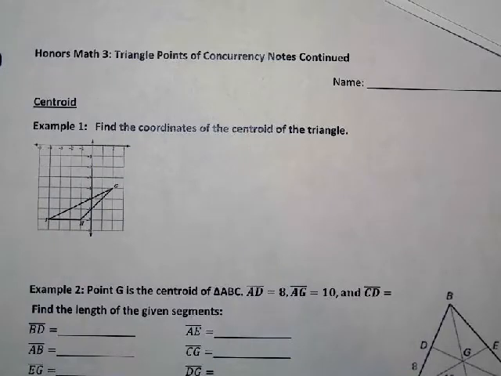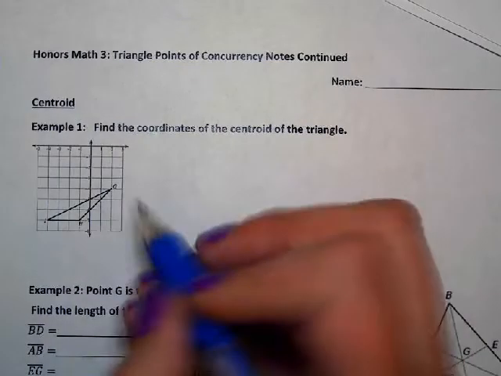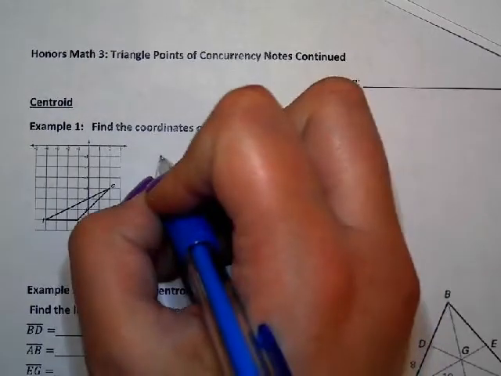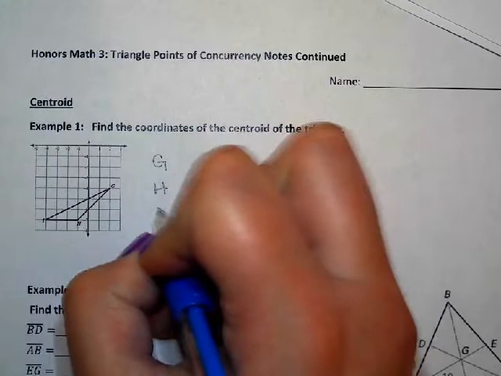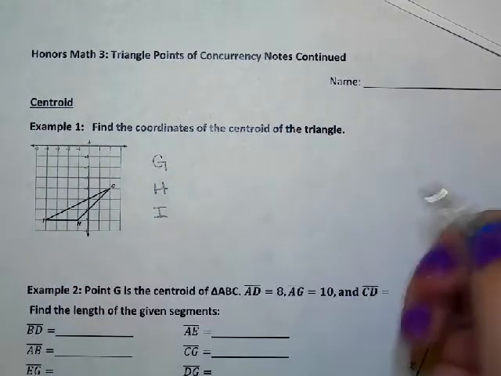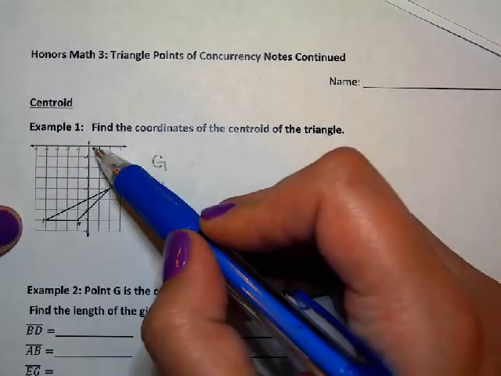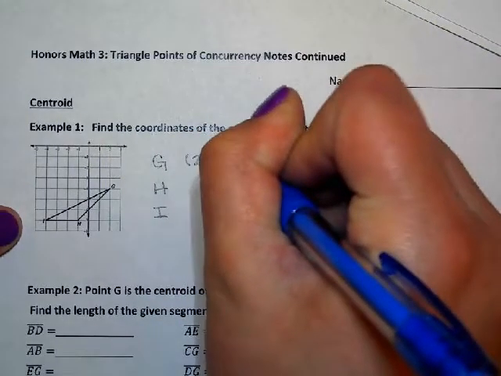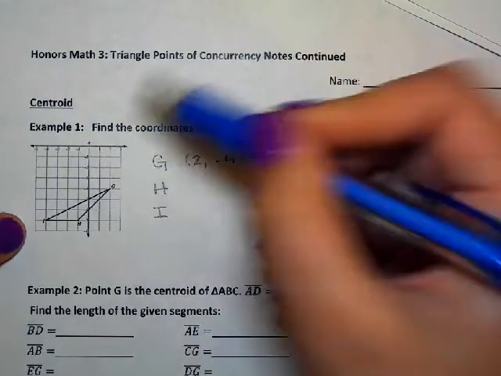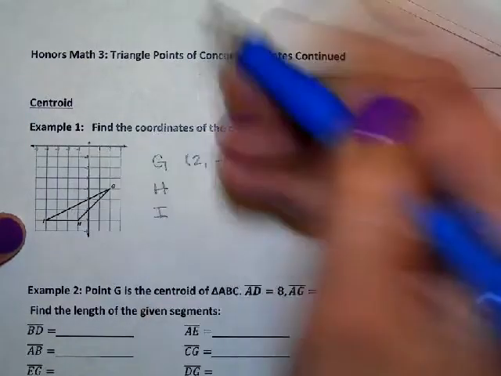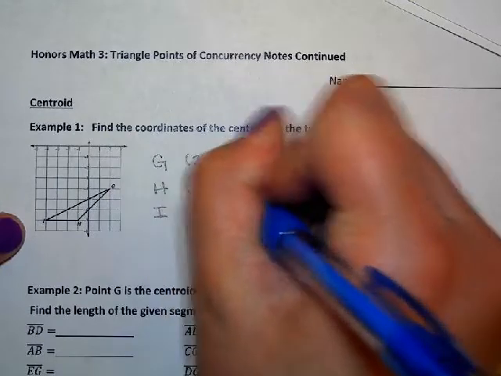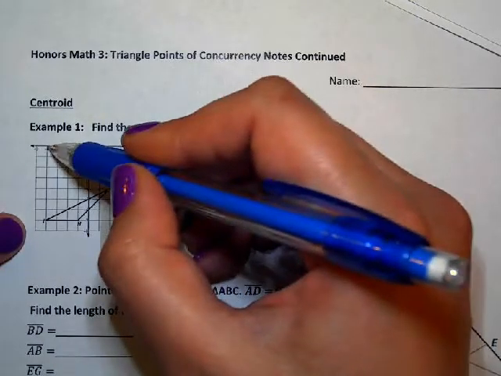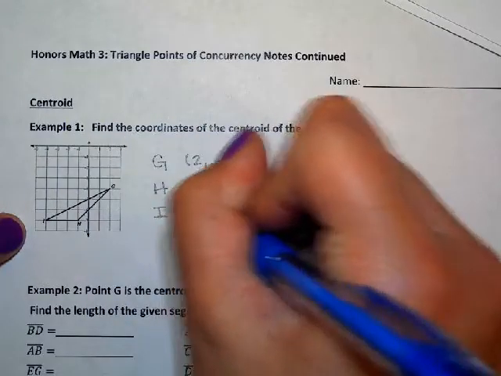So let's go ahead and write down the coordinates of G, H, and I, because we're going to need all three of those. G is right 2, down 4. H is left 1, down 7. And I is left 4, down 7.